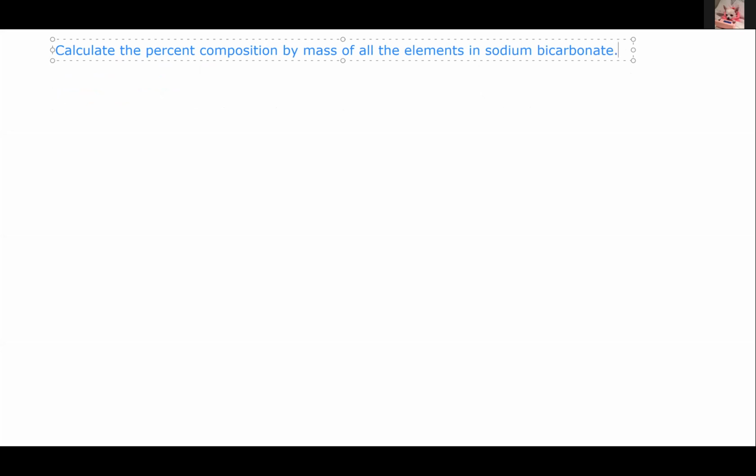Okay, so we have this problem. We're going to calculate the percent composition by mass of all the elements in sodium bicarbonate. So first of all, does anybody know the formula for sodium bicarbonate? So we have sodium, which is Na, and then we have carbonate, which is CO3, right? And whenever you see bi, it just means that there's a hydrogen in there. So basically, it's NaHCO3.